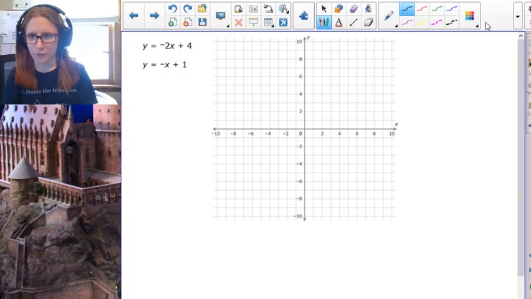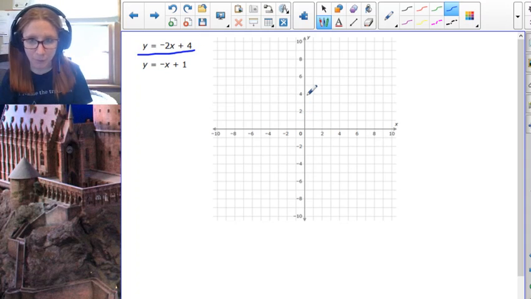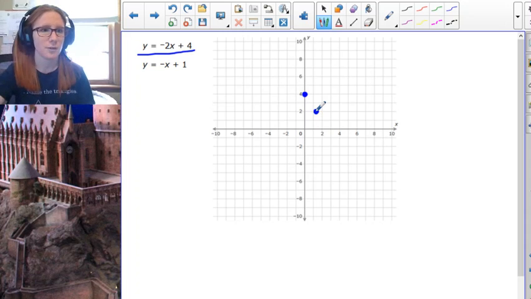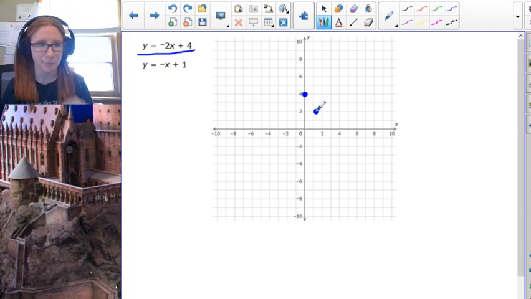I am going to make the legend. And so this first equation is going to be blue. So we're going to start up 4. And then I have a slope of -2. So negative means I need to go down and to the right. So I'm going to go down 2 and then to the right 1. And then I go down 2 more, and then I go right 1 more.